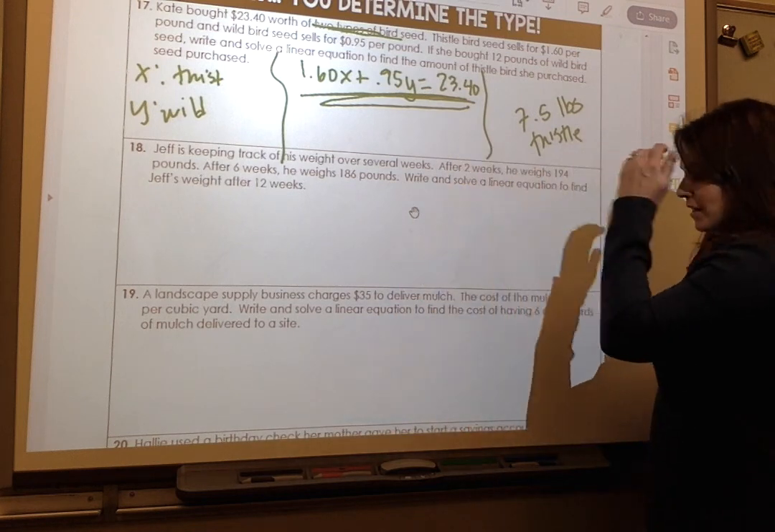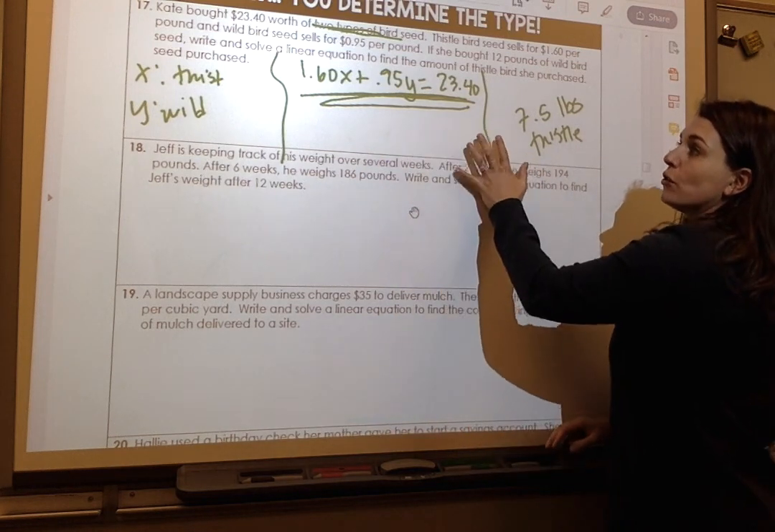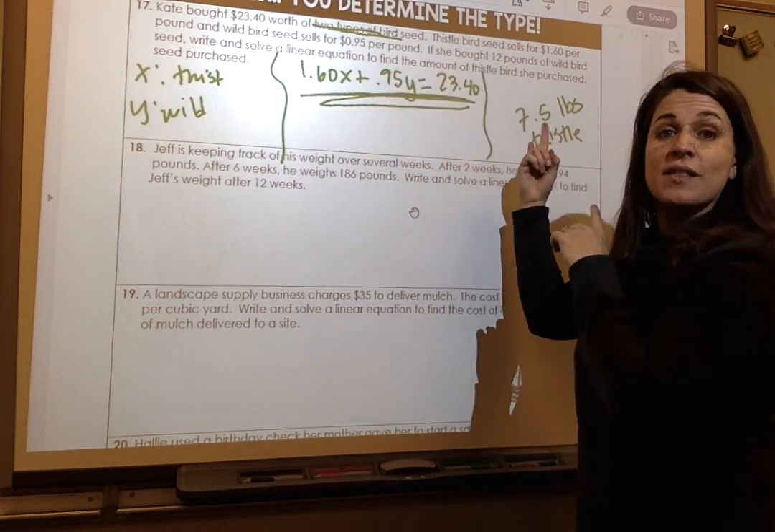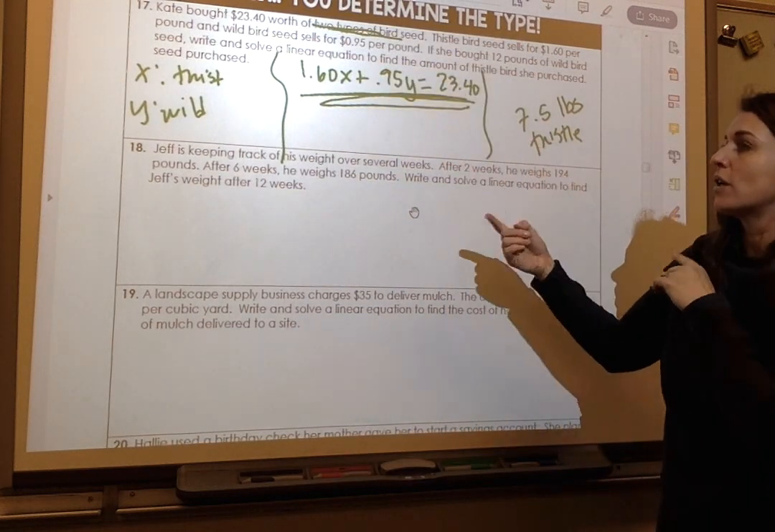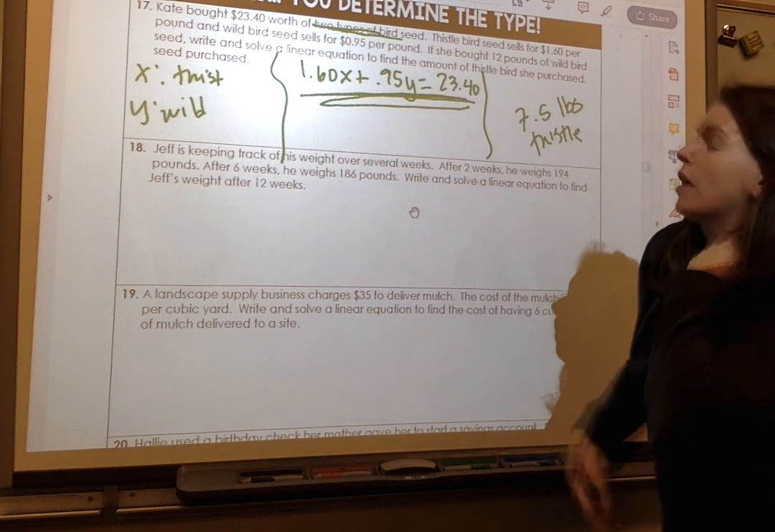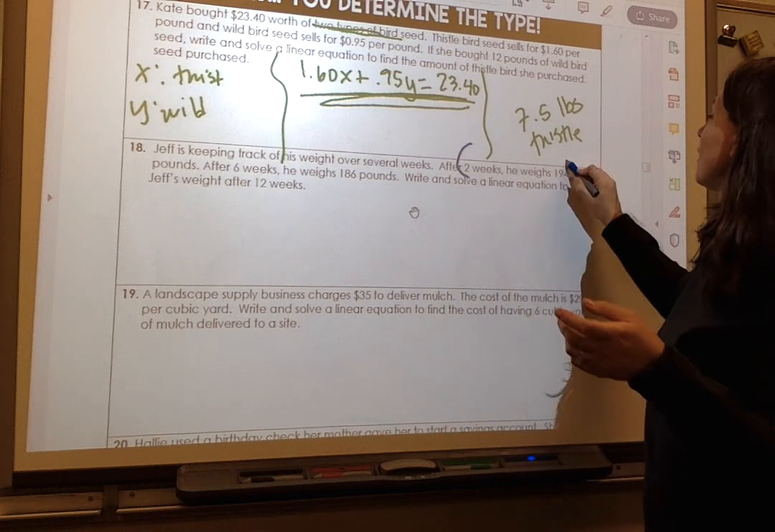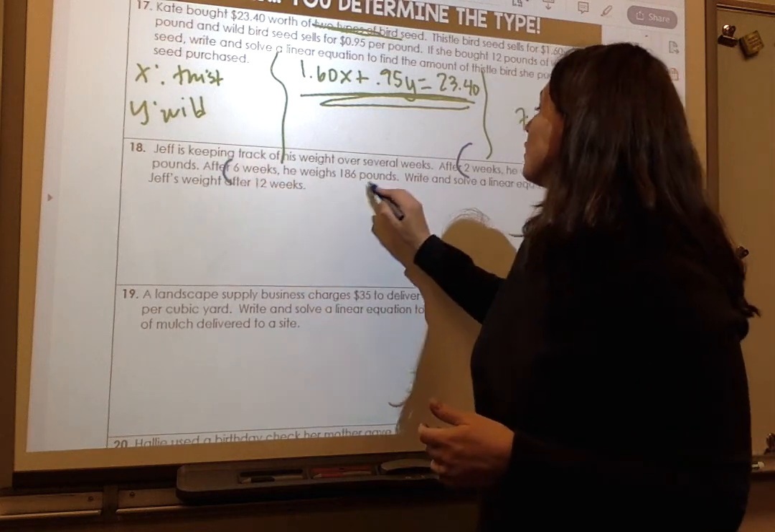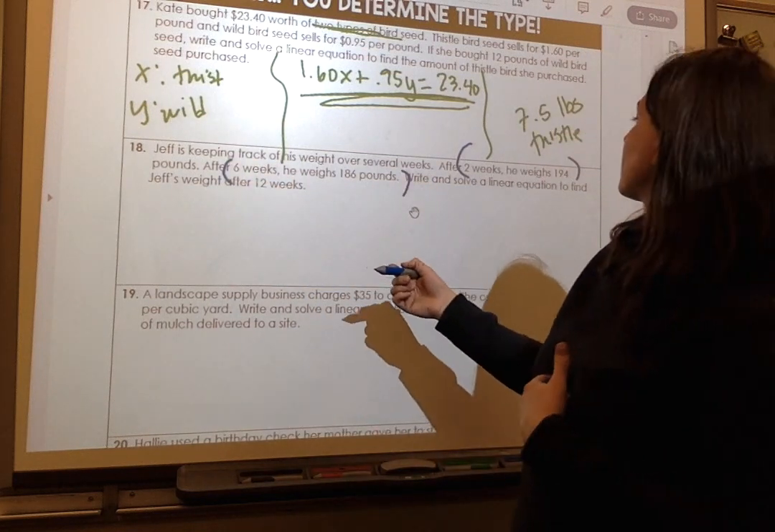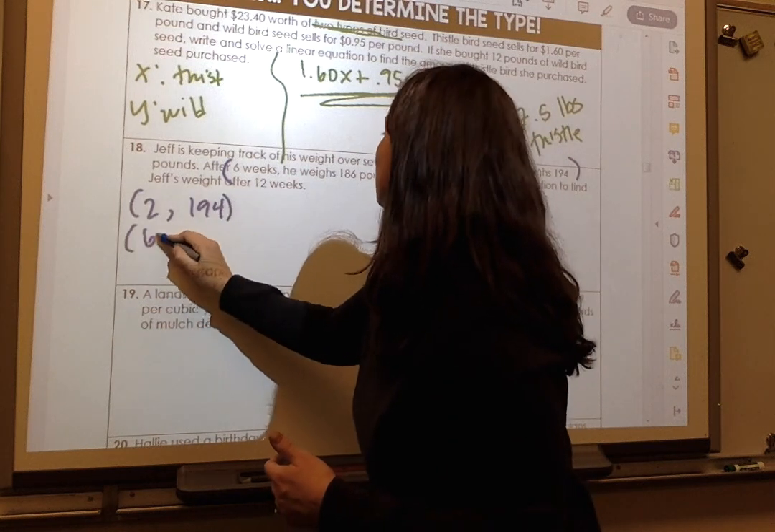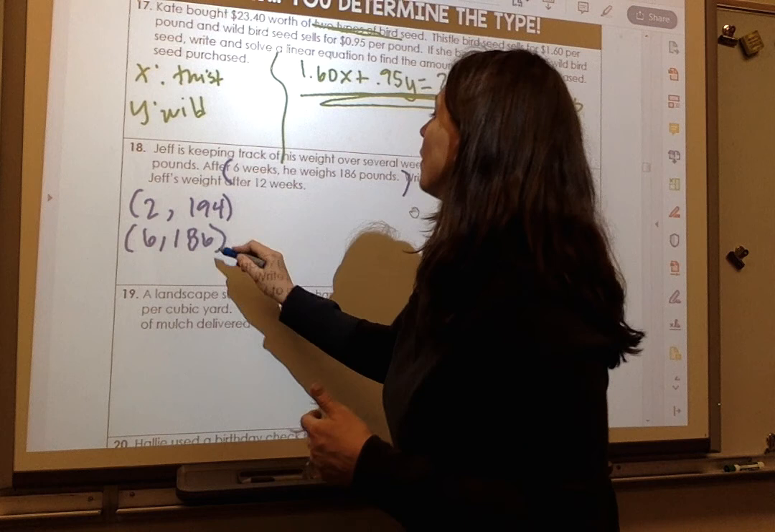So this is just for the sake of time for you to do them. All I want you to get here is what is the linear equation you use and the answer after solving the question. So number 18, Jeff is keeping track of his weight after several weeks. 2 weeks, he weighs 194. 6 weeks, he weighs 186 pounds. So after 2 weeks, he's 194. 6 weeks, he's 186. Wow, good job, Jeff.